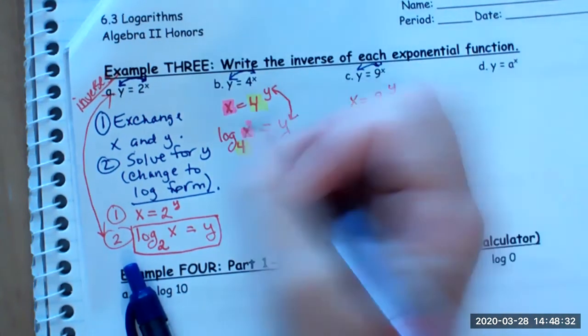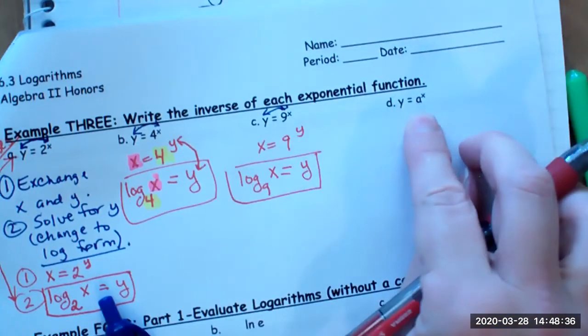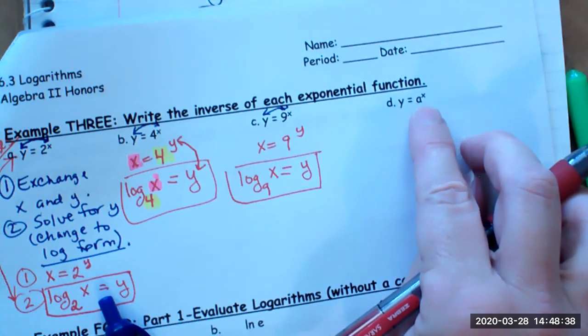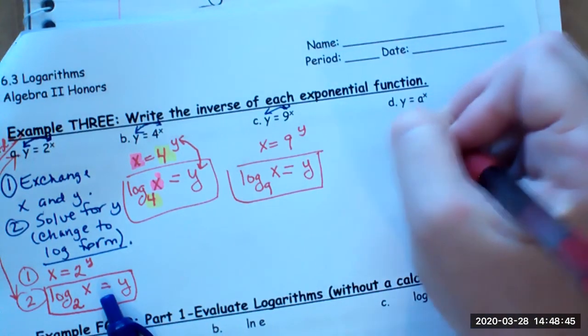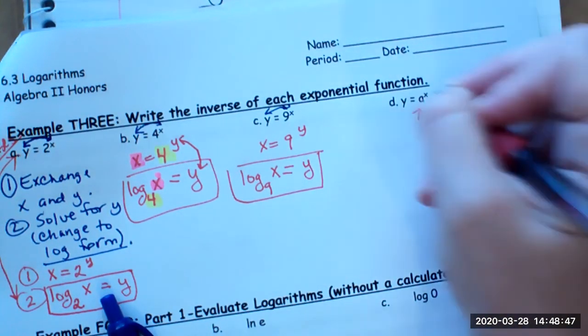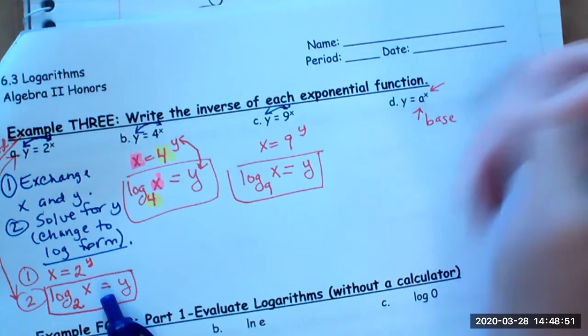We're done. Okay. And notice here, in this particular case, I happen to make the base a variable, not a specific number. But it doesn't matter. Just recognize this is the base. It's still the base. This is still the exponent, which is going to be the value of the log.